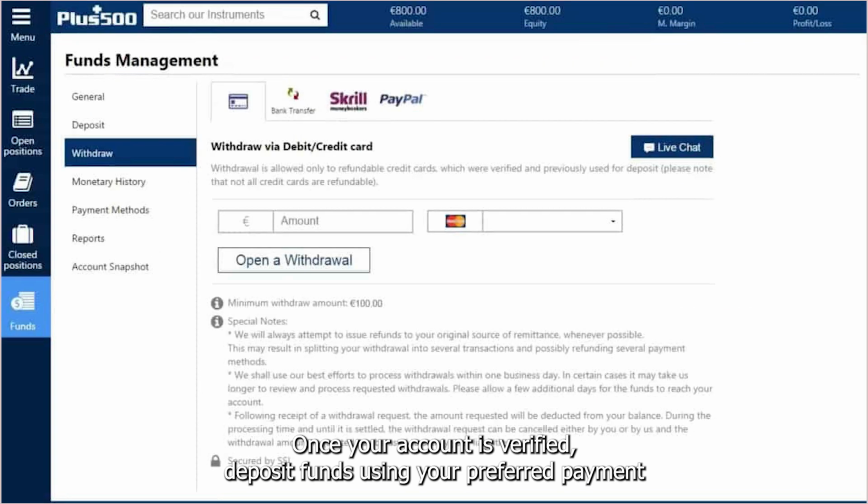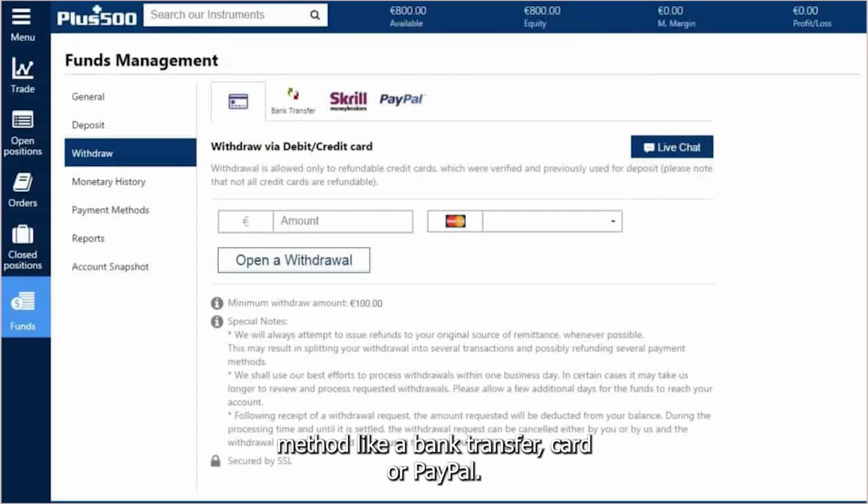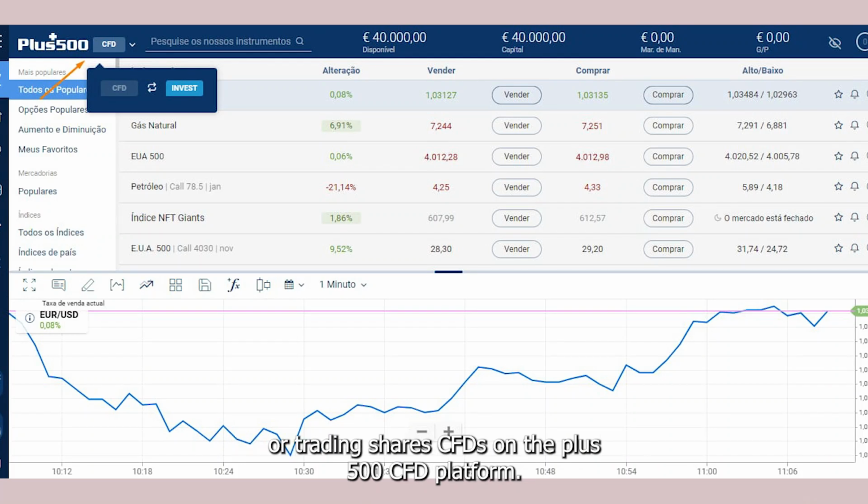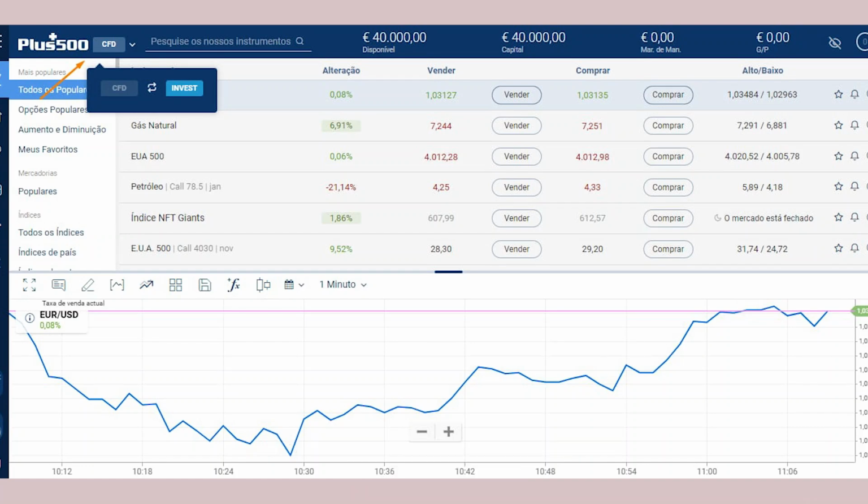Once your account is verified, deposit funds using your preferred payment method like a bank transfer, card, or PayPal. You can choose between trading real shares through plus500 Invest or trading share CFDs on the plus500 CFD platform.